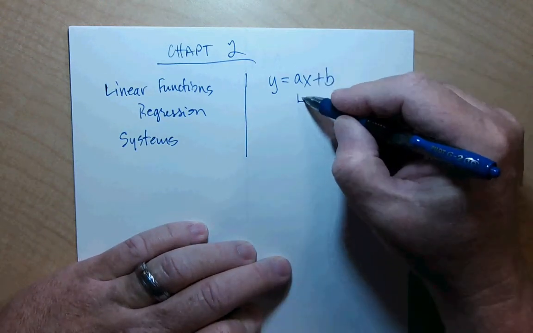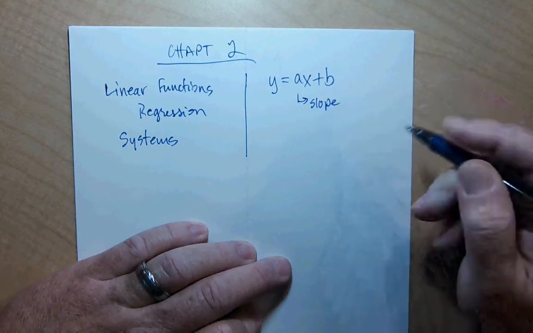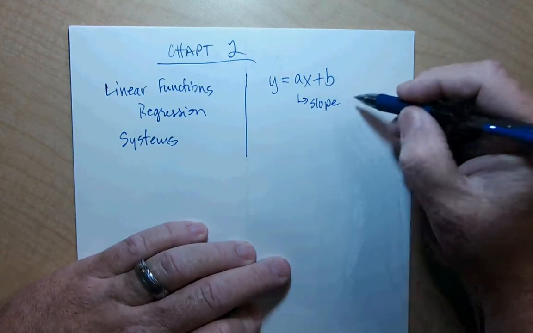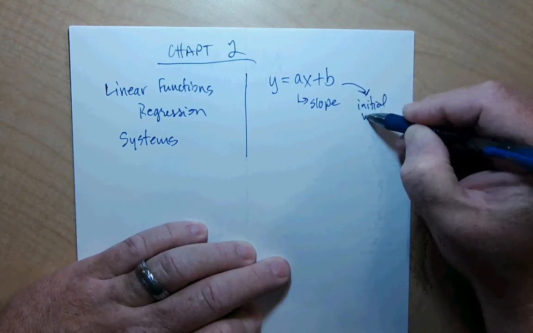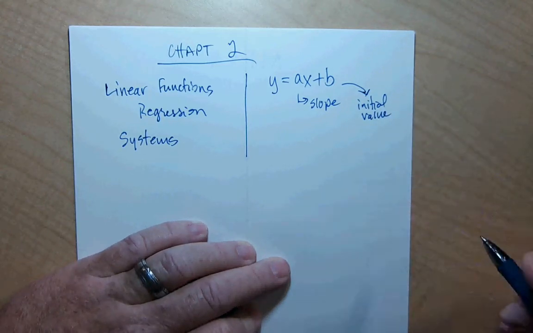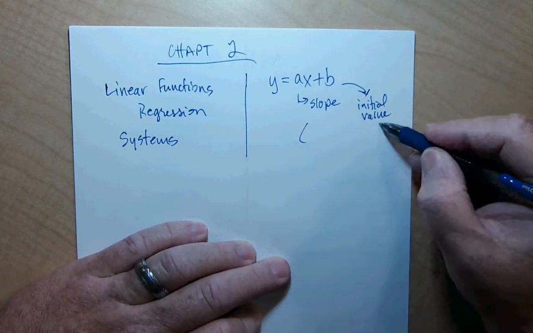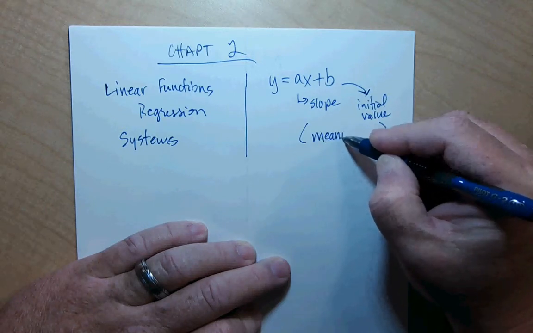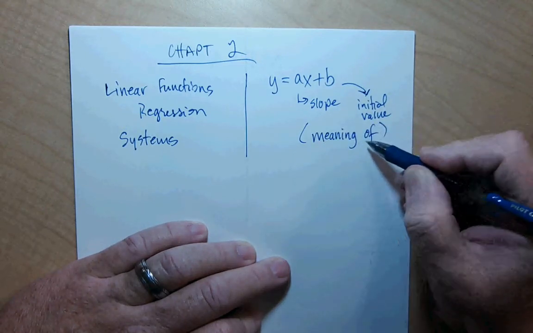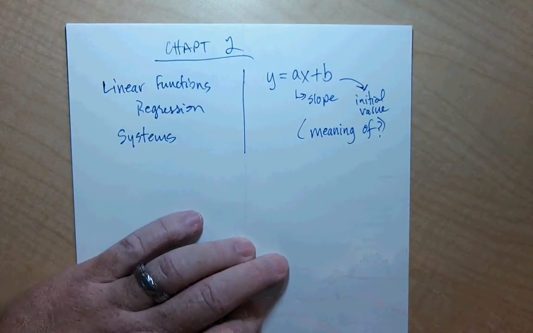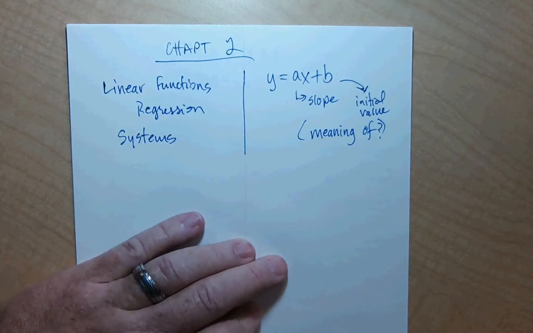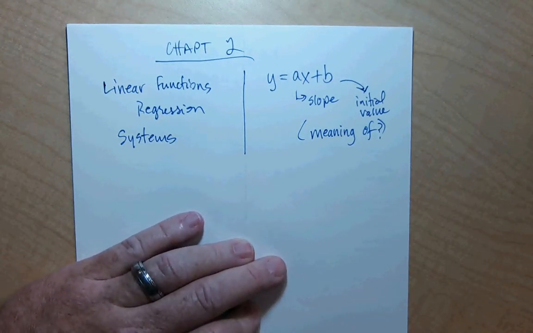from here, slope, initial value, what's the meaning of slope? What's the meaning of initial value? And they are always in the context of that problem. I'll leave it to you to go further.